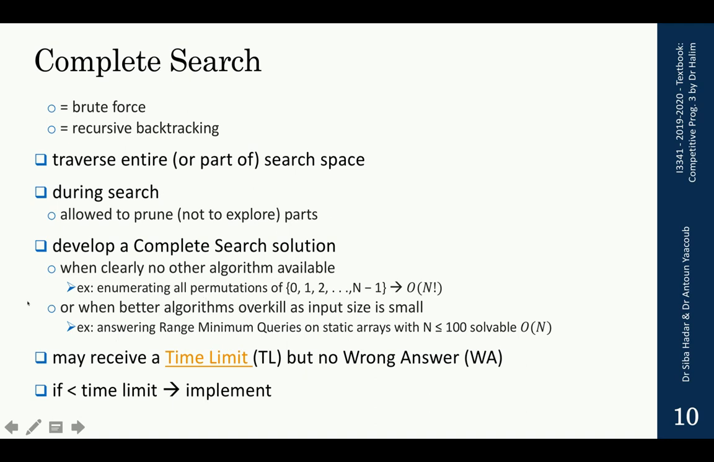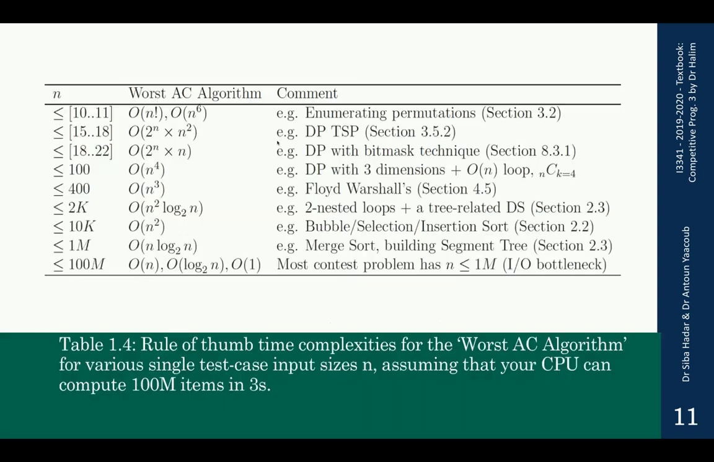With a complete search solution, you will always have a correct answer. You may exceed the time limit, but you will never have a wrong answer. So what you have to do is calculate your complexity and see if the number of operations is acceptable. Go ahead and implement the complete search solution, because it is faster to code, and if the time limit is acceptable, go for it.